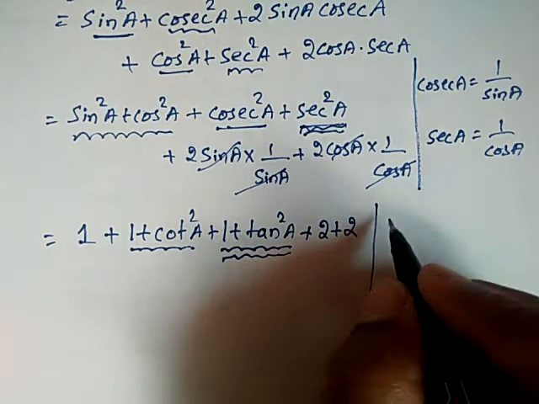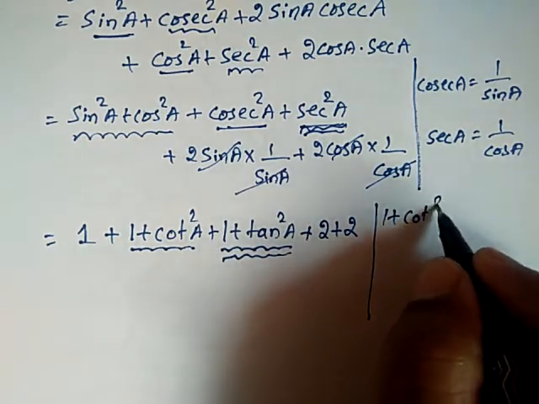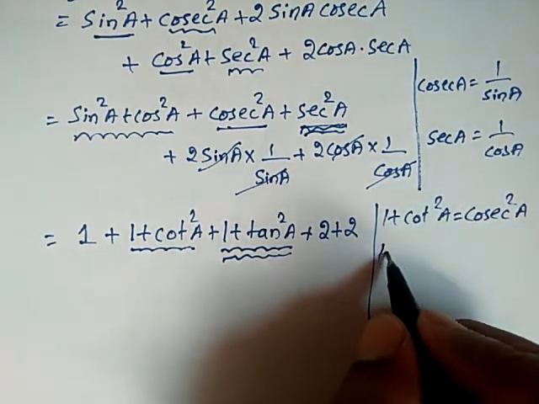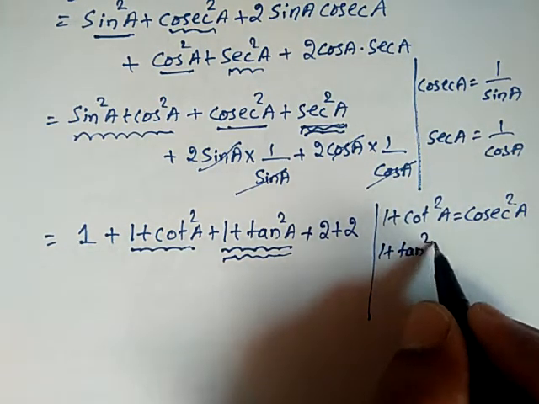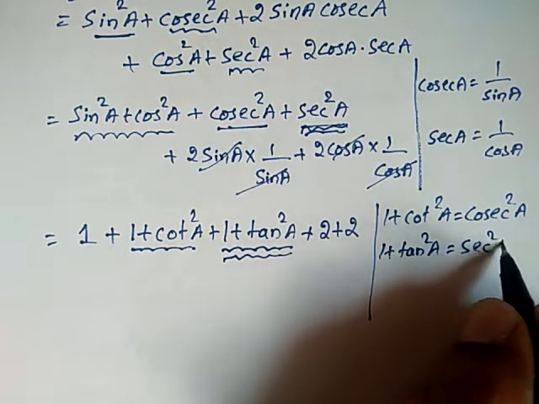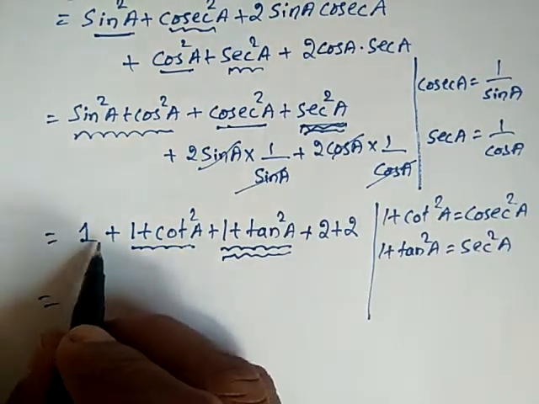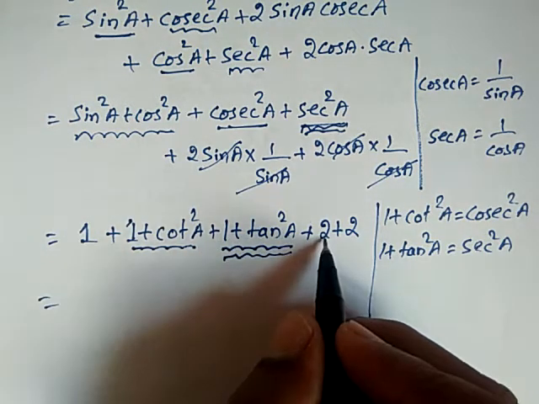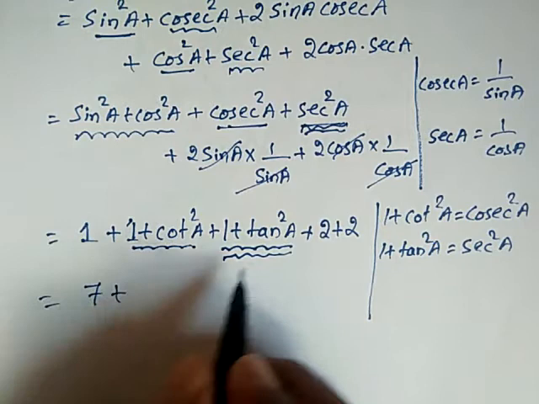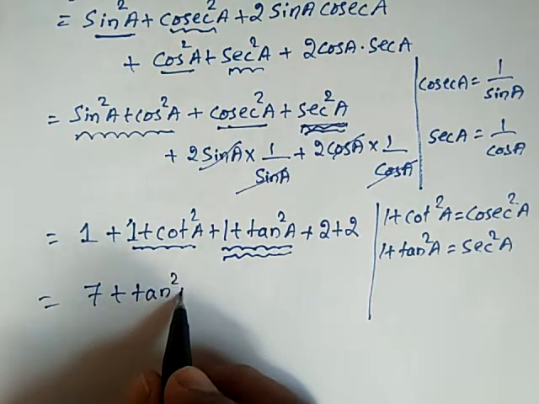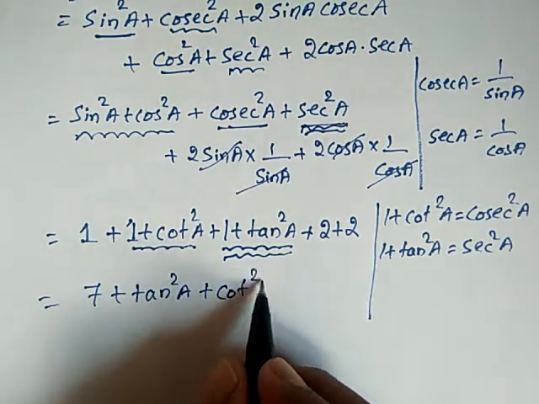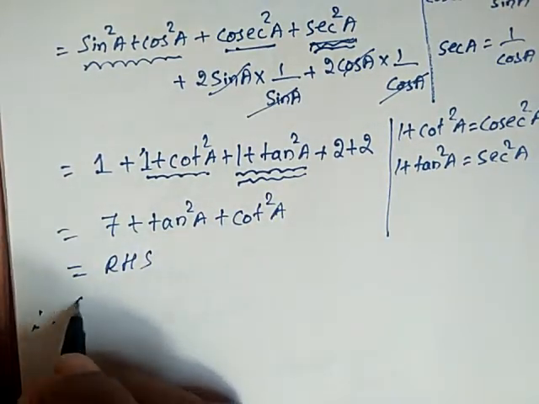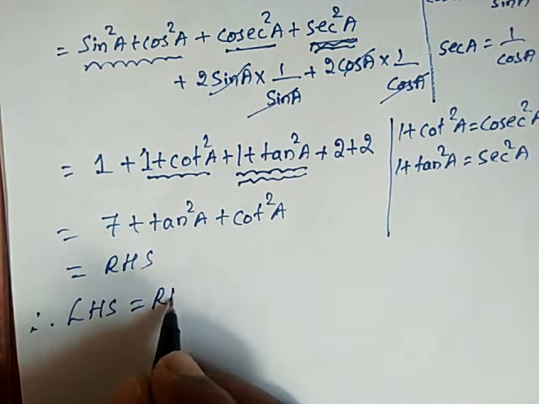Why are we writing this? 1 plus cot square a is equal to, we know the identity, cosec square a, and one more, 1 plus tan square a is equal to sec square a. So here it will be 1 plus 1 is 2, 2 plus 1 is 3, 3 plus 2 is 5, 5 plus 2 is 7, and as it is, tan square a plus cot square a, which is equal to RHS. Therefore LHS is equal to RHS.